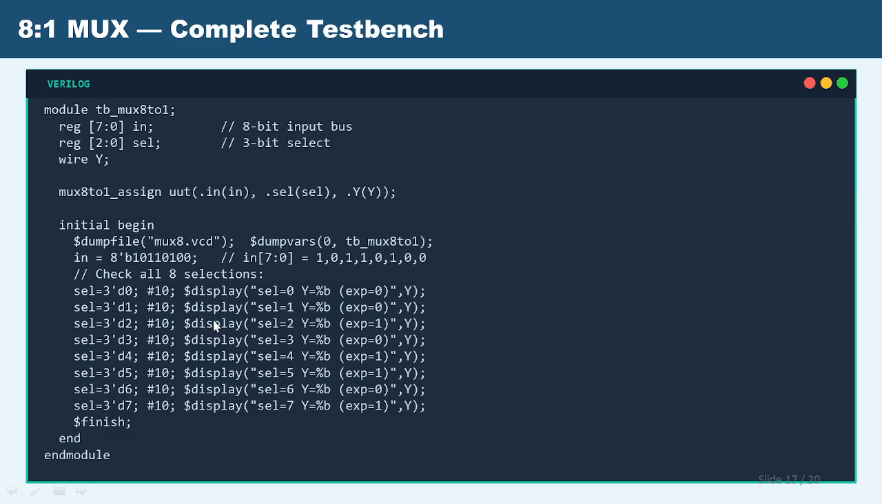Display means it's going to display. Instead of display you can also use monitor here, just to track. Other than using monitor, we have just used another method called display. We display select line 0, then y equal to percent b. Percent b means it's going to show the binary value. What will be the binary value of y? Then you get an expression like this. I will explain how this works in the demux.